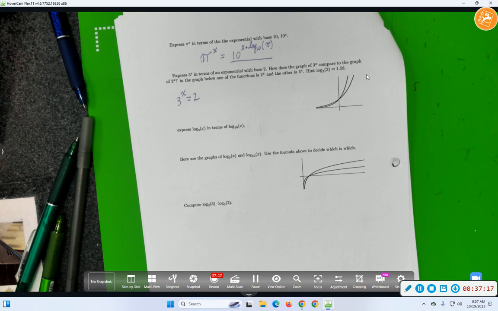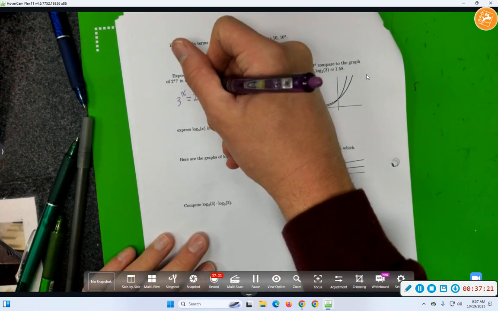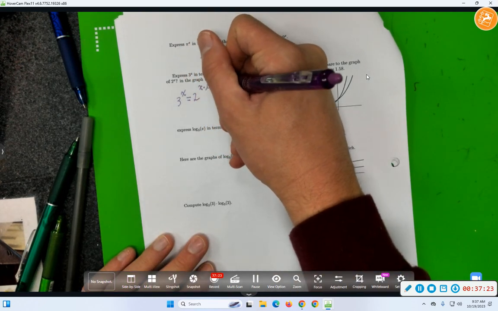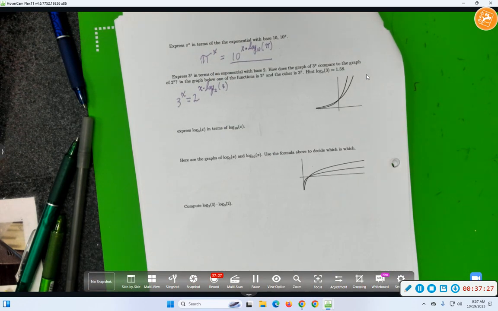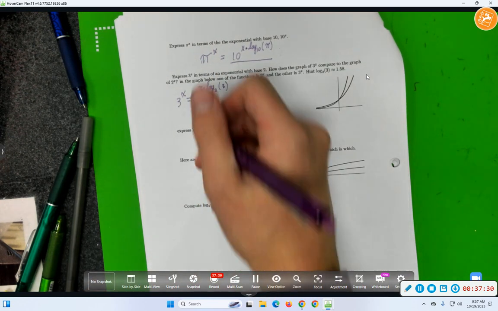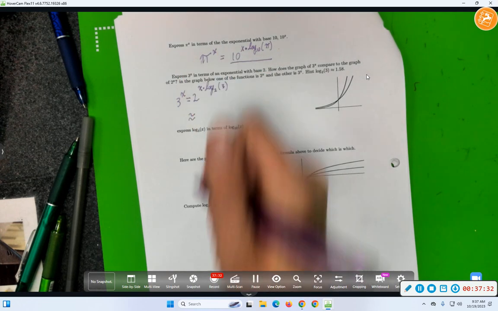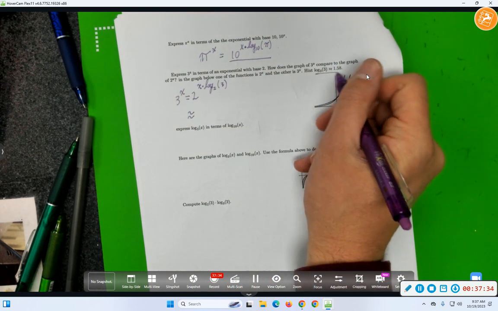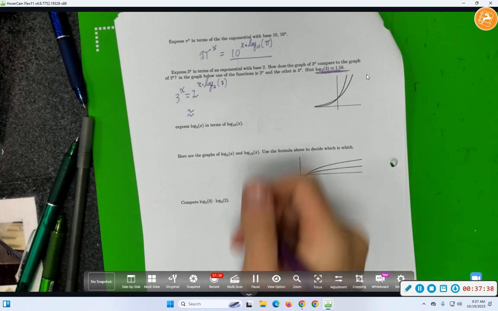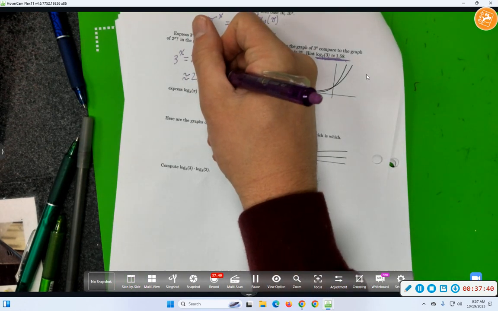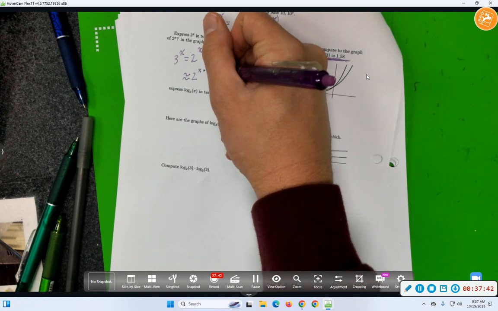X times log. So 3 to the x should be the same thing as 2 to the x times the log base 2 of 3. And let's use this handy approximation to address the rest of the question. So this will be about 2 raised to the x multiplied by 1.58.